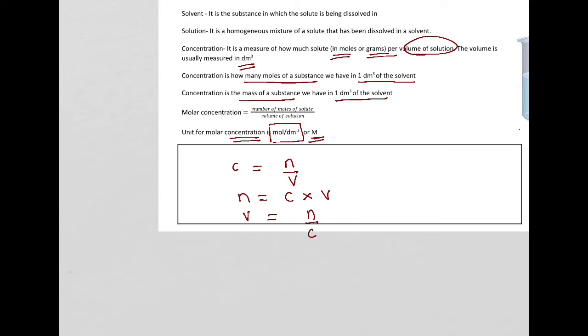Now here you have to be very careful. The volume that we're talking about here is in dm cube. This volume is in dm cube. So you have to be careful about this. Another way of looking at concentration is by looking at how many grams of solute do you have per dm cube of the solution. So then the unit is gram per dm cube. How do you know if you have to give in gram per dm cube or mole per dm cube? This will depend on the question. Normally the question will indicate the unit that you have to express the concentration.